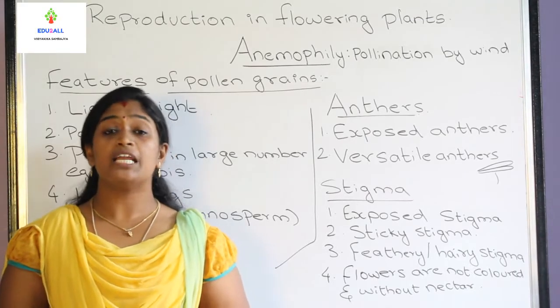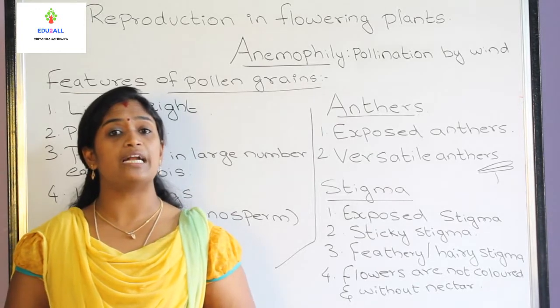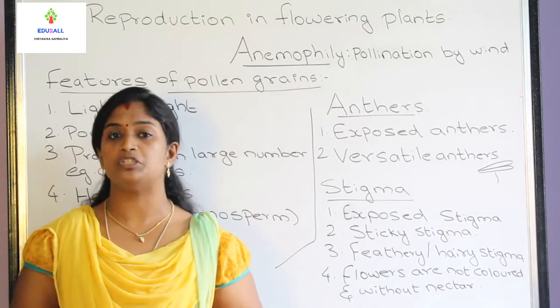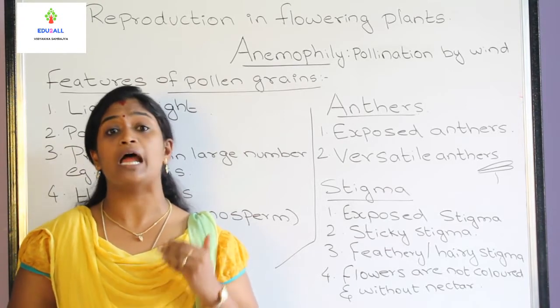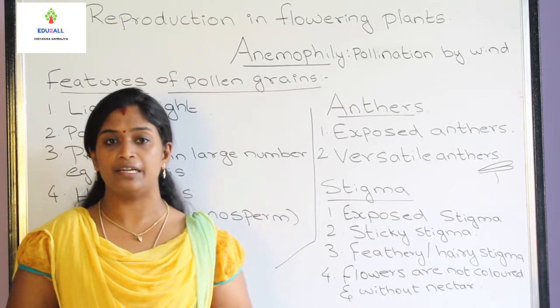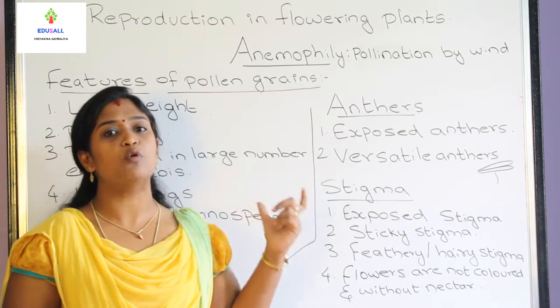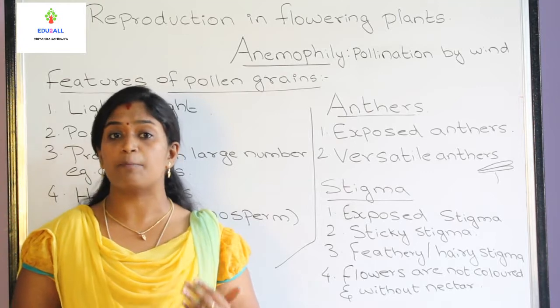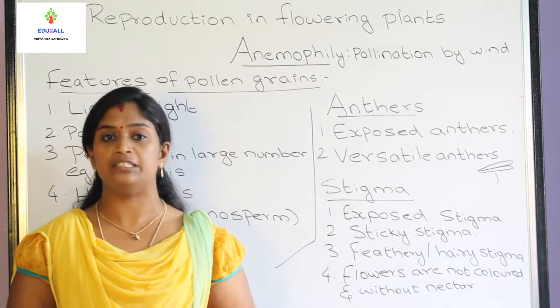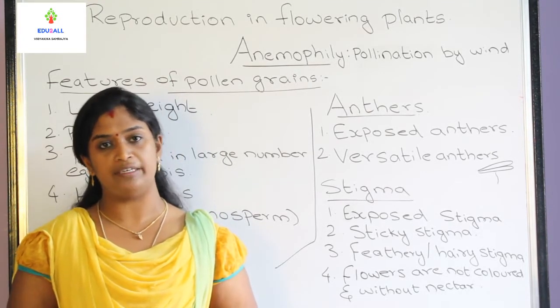Hello everyone. In a previous video we have studied the adaptations for self-pollination and cross-pollination. In today's video we will study what adaptations a plant should undertake in order to help the anemophily type of pollination. We know that anemophily is a type of pollination where wind is the agency which helps in the pollination.